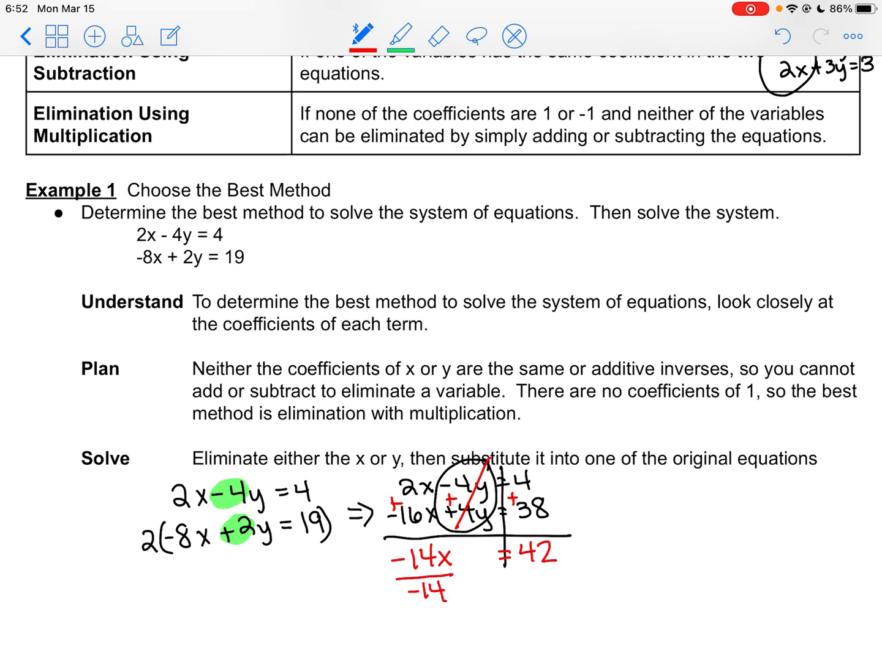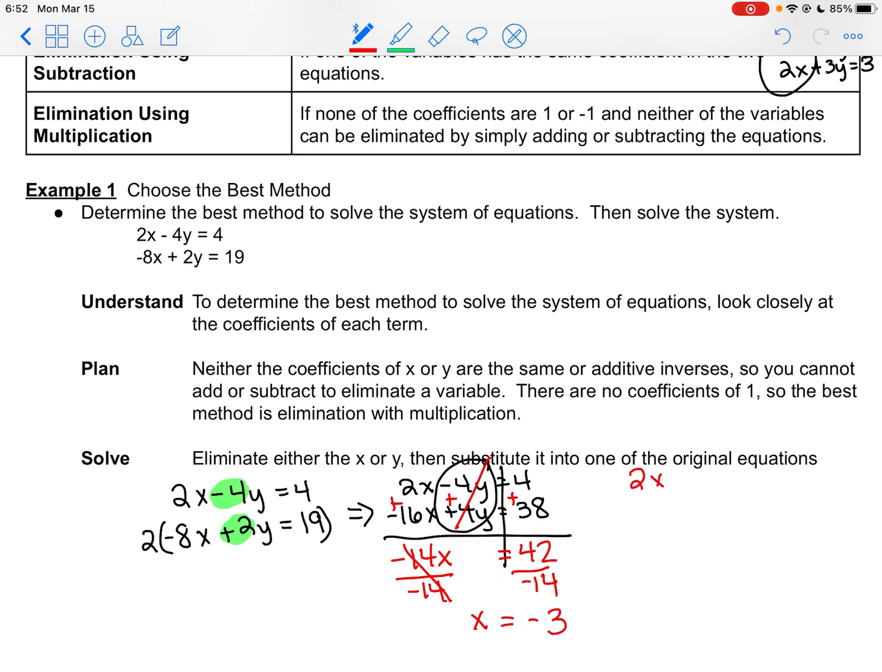To solve this, I'm going to divide both sides by -14. That'll leave me with the x by itself. And then 42 divided by -14 is -3. Now I have my x value. I'm going to choose one of those original equations to plug it back into.